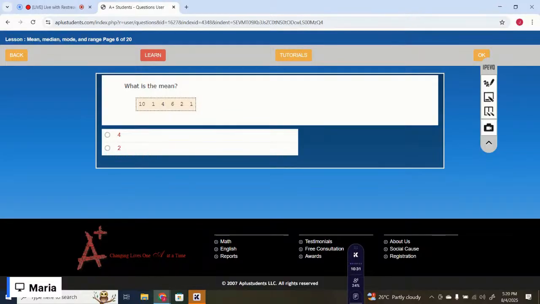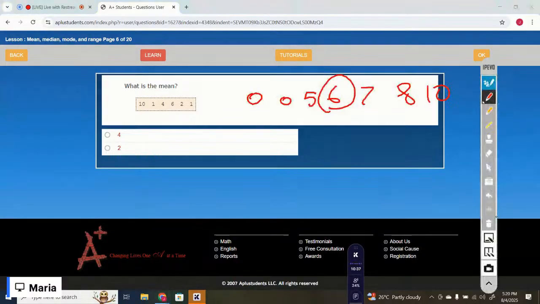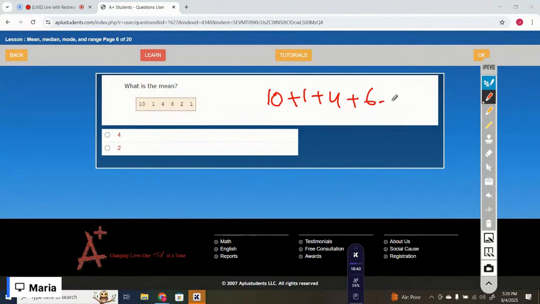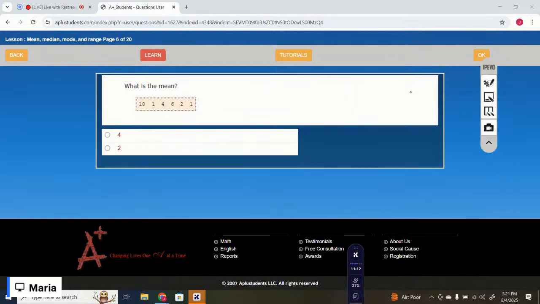What is the mean? So for the mean, we need to add them all. That is 10 plus 1 plus 4 plus 6 plus 2 plus 1 and divide them by 1, 2, 3, 4, 5, 6. Divide them by 6. Sum of all the numbers divided by the number of given numbers, right? So they are 6 in number, so just divide them by 6. That is 10 plus 1 plus 4 plus 6 plus 2 plus 1, 24. 24 divided by 6 is 4. Option number 1 is the correct option.